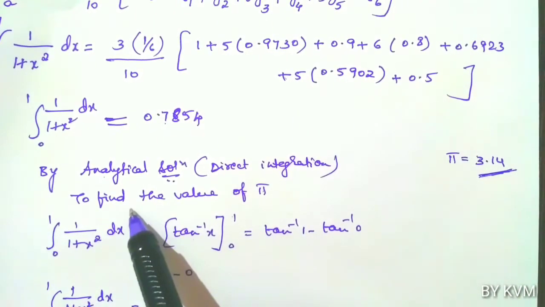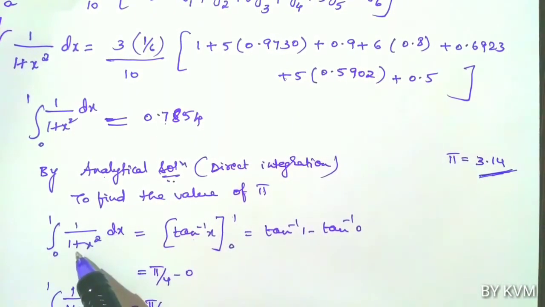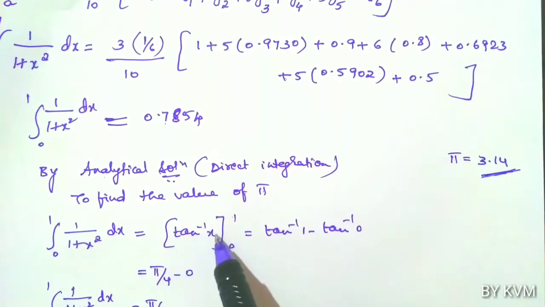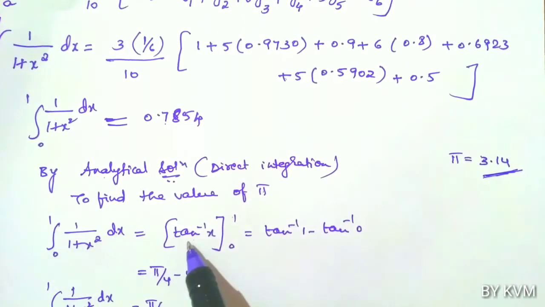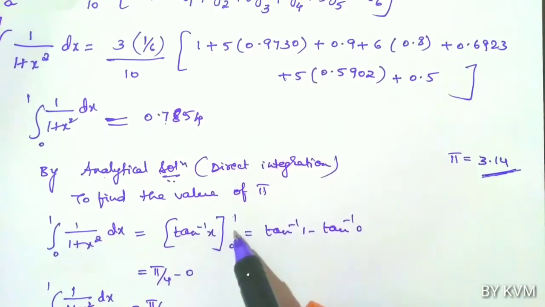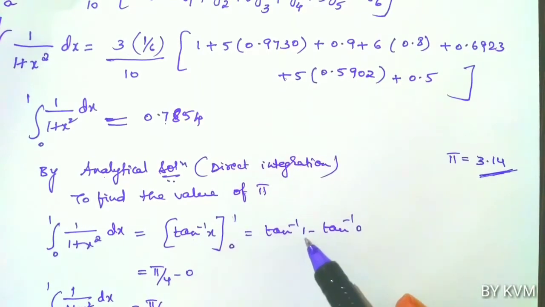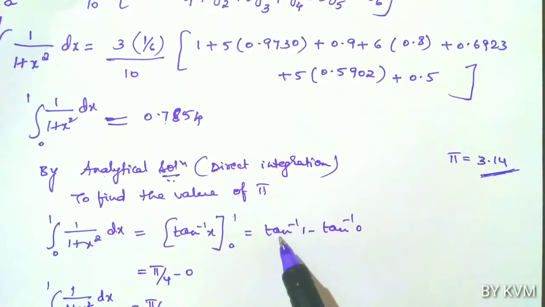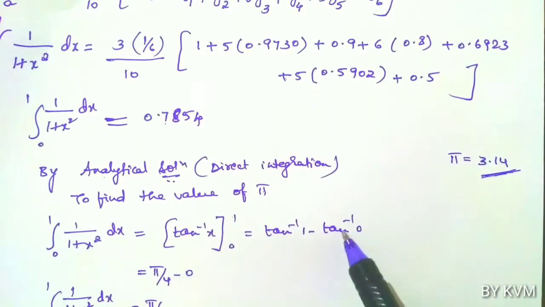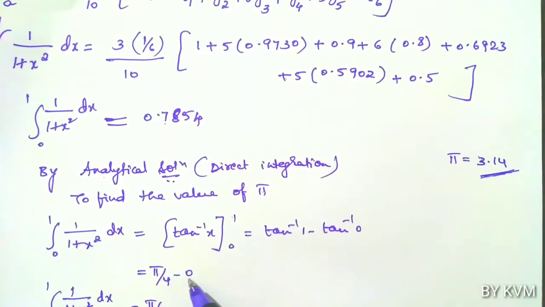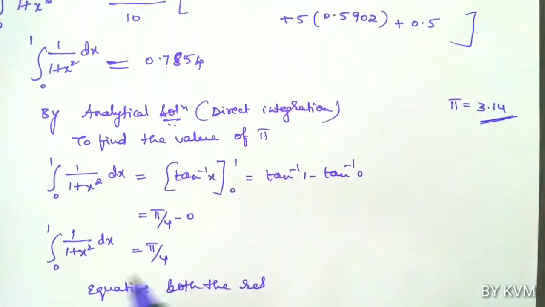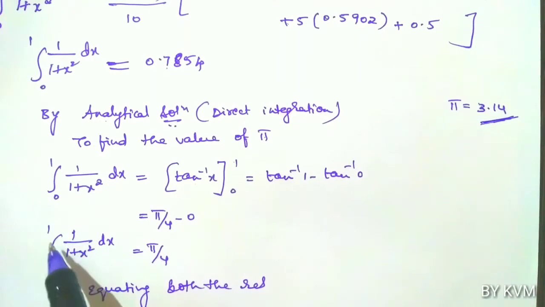So now integral 0 to 1 of 1 by 1 plus x square dx by direct integration, it is tan inverse x. That is integral 1 by 1 plus x square is tan inverse x. Limits from 0 to 1. Apply the limits. Upper limit is 1, lower limit is 0. So tan inverse 1 minus tan inverse 0. So tan inverse 1 is pi by 4. Tan inverse 0 is 0. So pi by 4 minus 0. So therefore integral 0 to 1 of 1 by 1 plus x square dx is pi by 4.